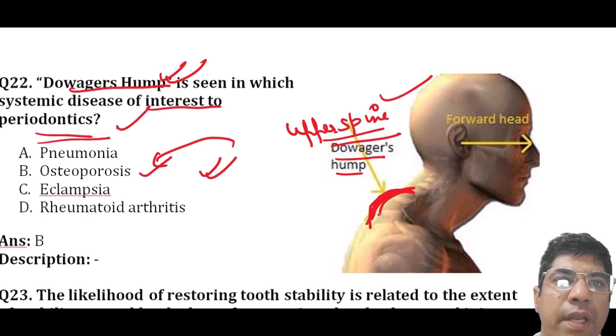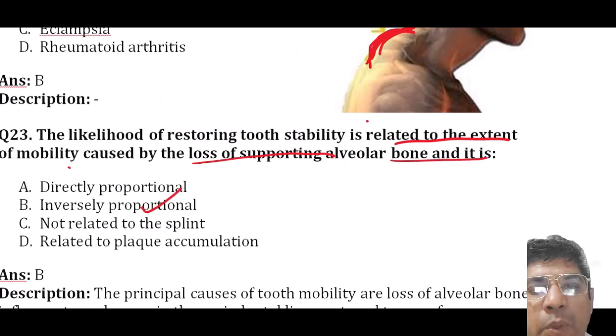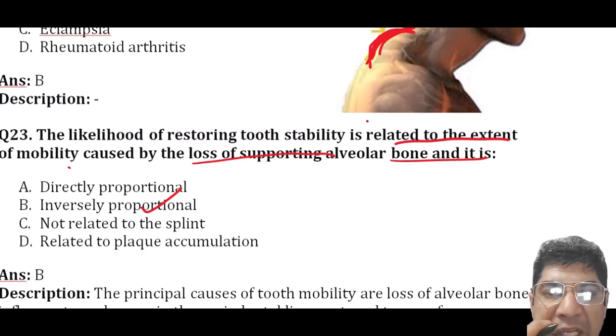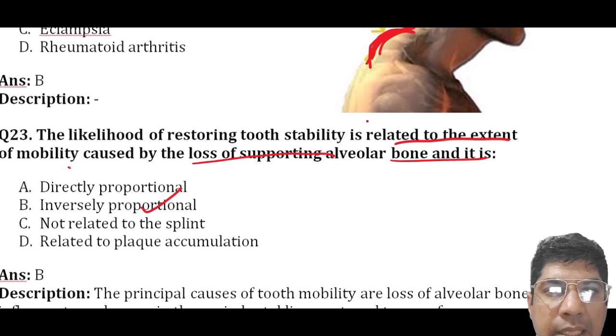The likelihood of restoring tooth stability is related to the extent of mobility, and it is inversely proportional. As the alveolar bone is lost, the tooth may become mobile or loose. The extent of mobility can vary, with some teeth having slight movement and others having significant mobility. So when the mobility increases, there is a decrease in the stability. So there is a decrease in the likelihood of restoring tooth stability. That is why they are inversely proportional.